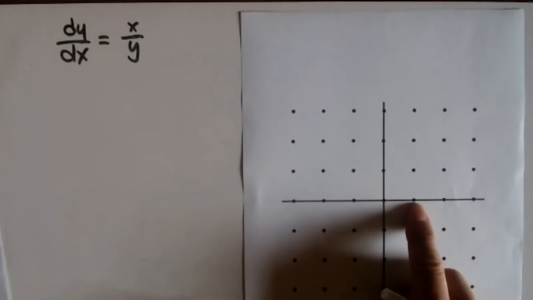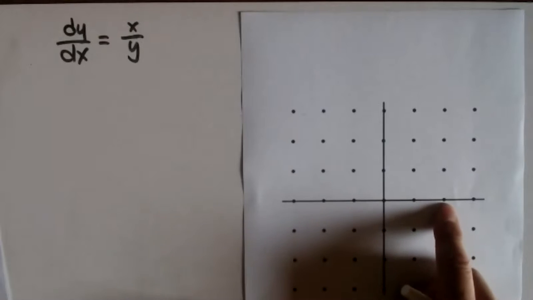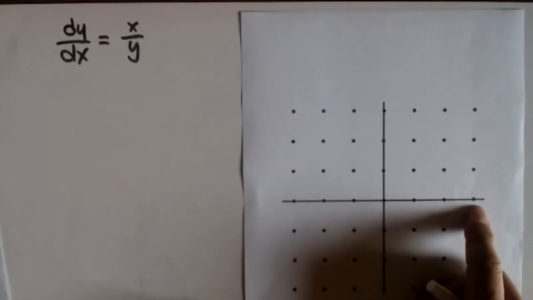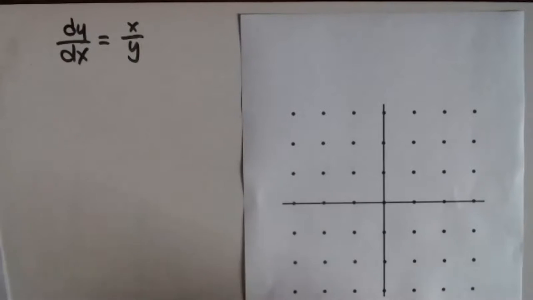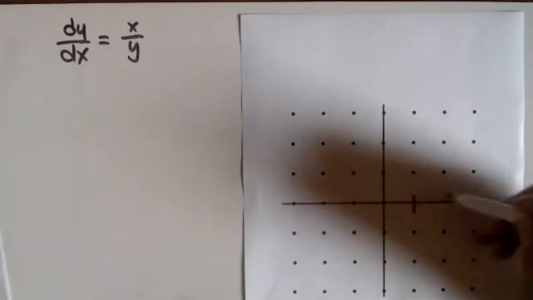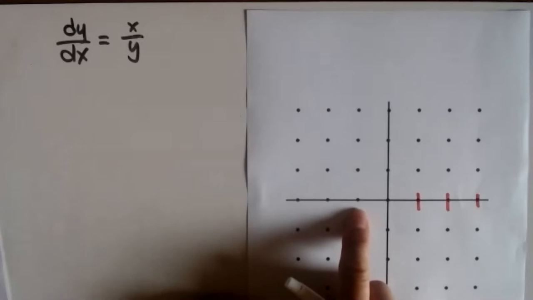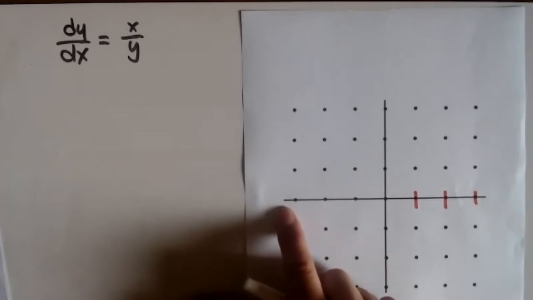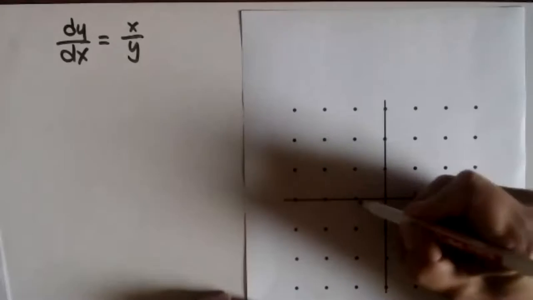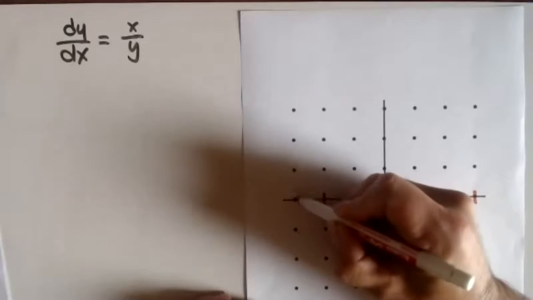This is 1, 0, so this is going to be 1 over 0. This is 2, 0. This is going to be 2 over 0. This is 3, 0. 3 over 0. You know what is that? It's the vertical line. So here I have a vertical, vertical, vertical. Here is the same, negative 1, 0, negative 2, 0, negative 3, 0. So it's going to be over 0. So I have verticals, correct?